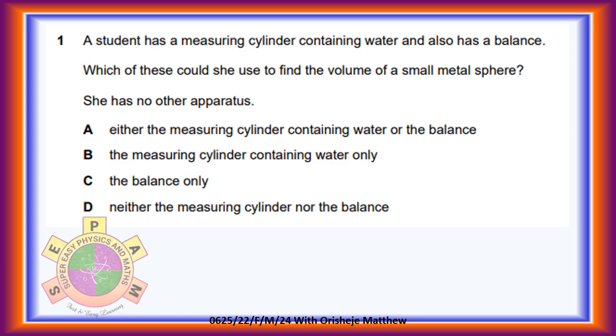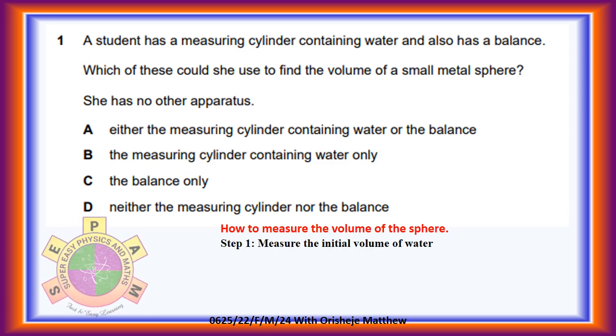The student can use the measuring cylinder and balance to find the volume of the small metal sphere. How to measure the volume of the sphere? Step 1, measure the initial volume of water. Record the water level in the measuring cylinder. This is the initial volume of water. Step 2, weigh the dry sphere, measure the mass, m, of the metal sphere using the balance.